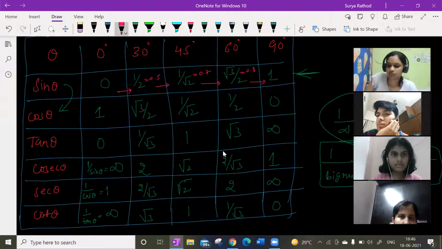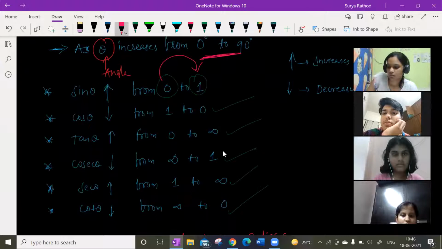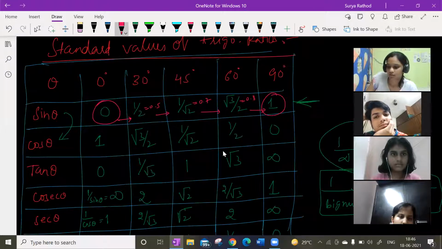So what's happening here? Sin theta is increasing from where to where? 0 to 1. That's what I wrote here. Sin theta increasing from 0 to 1. Between what? From 0 to 90 degrees. I'm talking about 0 to 90 degrees only. In 11th standard you will be learning many things, but for now let's talk about 0 to 90 degrees. If I talk about the trigonometric functions, what's happening? Sin theta is increasing from 0 to 1.